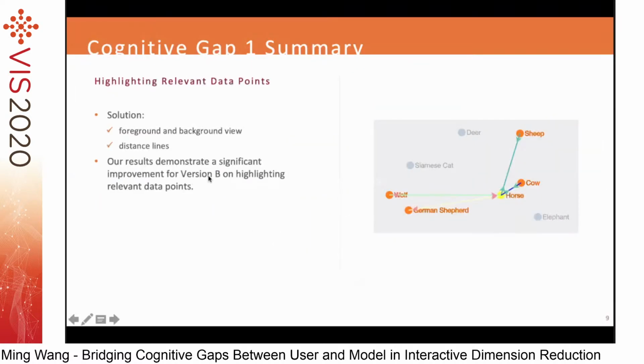Here I just briefly mention the result. The results demonstrate a significant improvement for version B on highlighting relevant data points, which means our solutions, the foreground background view and the distance lines, can encourage users to highlight all the relevant data points.